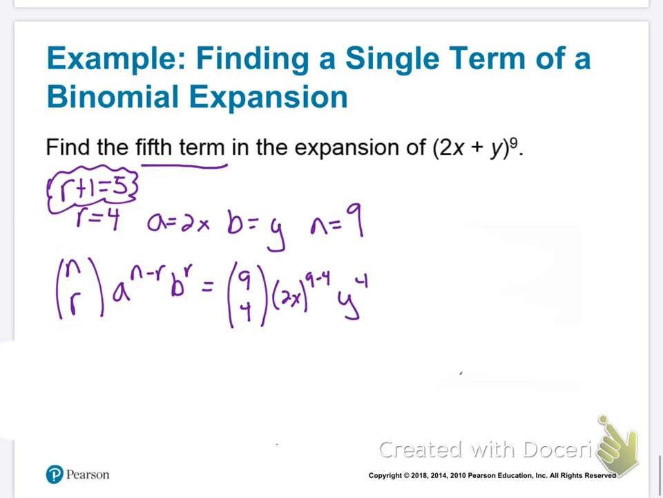Okay, and then we can write this out. So we know that 9 factorial goes on top, 4 factorial goes on bottom, and 9 minus 4 is 5 factorial. Then over here we have 2 to the 5th, and 2 to the 5th is 32, x to the 5th, y to the 4th.